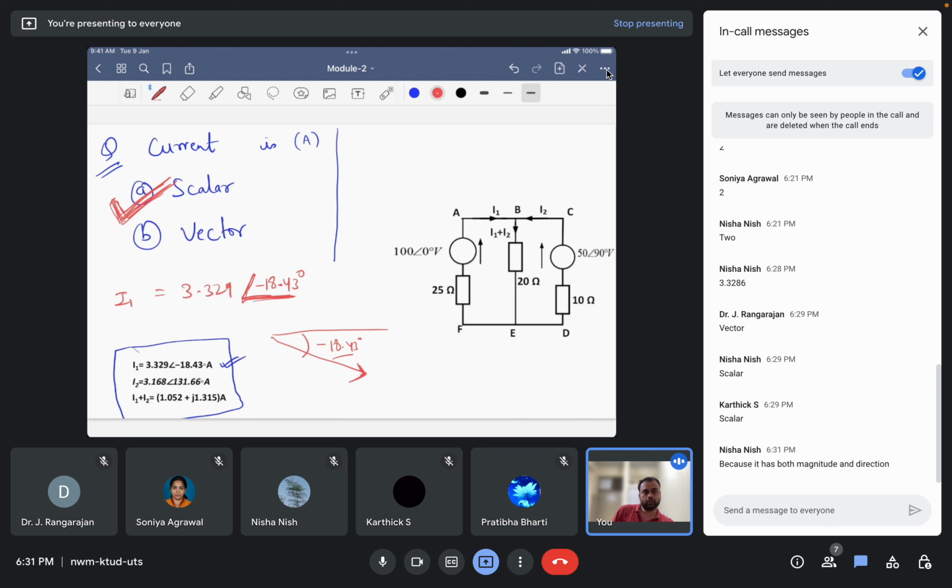So Nishan writes because it has both magnitude and direction. Yeah, but if it has both magnitude and direction, then it should be a vector quantity. Then how is it a scalar quantity? By the very definition, a scalar has only magnitude and a vector has both magnitude plus direction. So please write the answer. What is the reason why we are taking current as a scalar quantity, not a vector quantity, if it has a direction also?